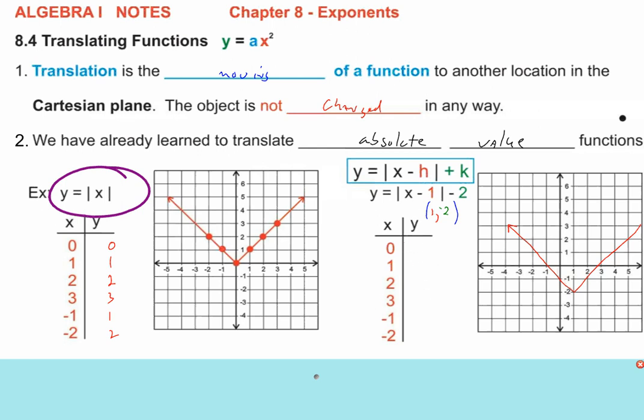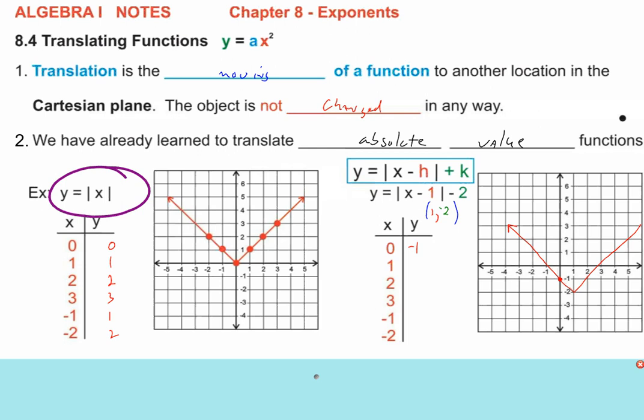Okay. So again, when I put 0 in for the x, I get -1, the absolute value of -1 is 1. 1 minus 2 is -1. So when 0 goes in for the x, the y is -1. So I get the point 0, -1. And lo and behold, that's that point right there, 0, -1.